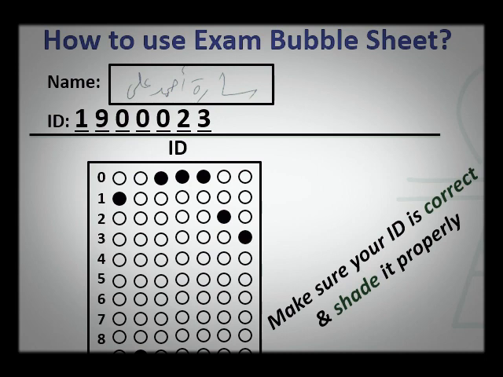As you can see, the name is written in the name box, then the ID number 190023, and then we started shading the numbers in each column. So first column is for the first digit, then the second column is for the second digit, and then 3 zeros in the third, fourth, and fifth digit, and then the 2 before the last, and then the 3. Make sure your ID number is correct and that you shade it properly.